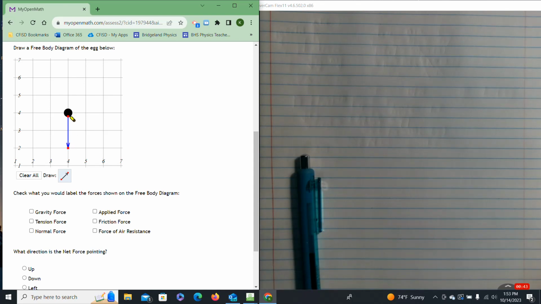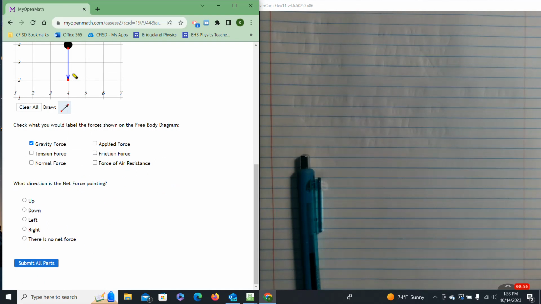It doesn't really care how long you draw it. It just wants you to show that net force in the downward direction. That, of course, is the force of gravity. It's what gives that egg its weight. And the net force, since that's the only force, is a downward net force.